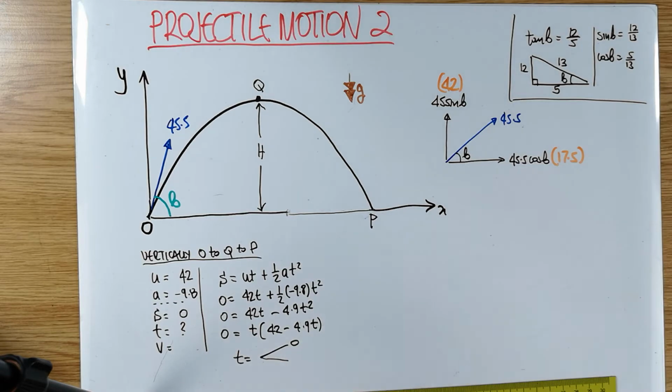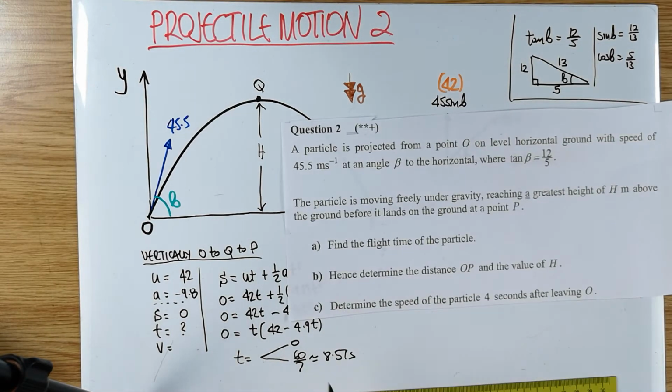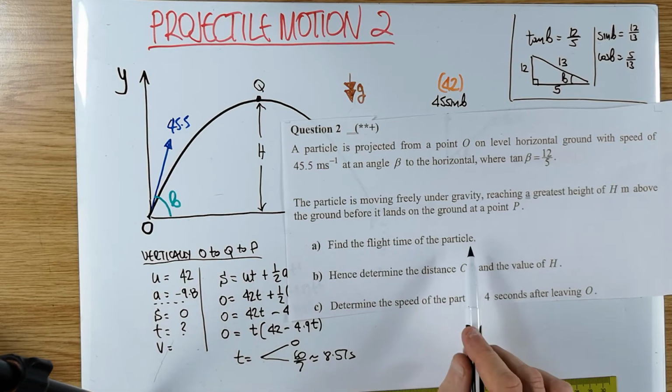And I'm going to use a calculator for that. It is 42 divided by 4.9, and this gives me an answer of 60/7, which is approximately 8.57 seconds. So that's the flight time. I will leave it in exact form as well, just in case I need it for anything else. So find the flight time of the particle, done.